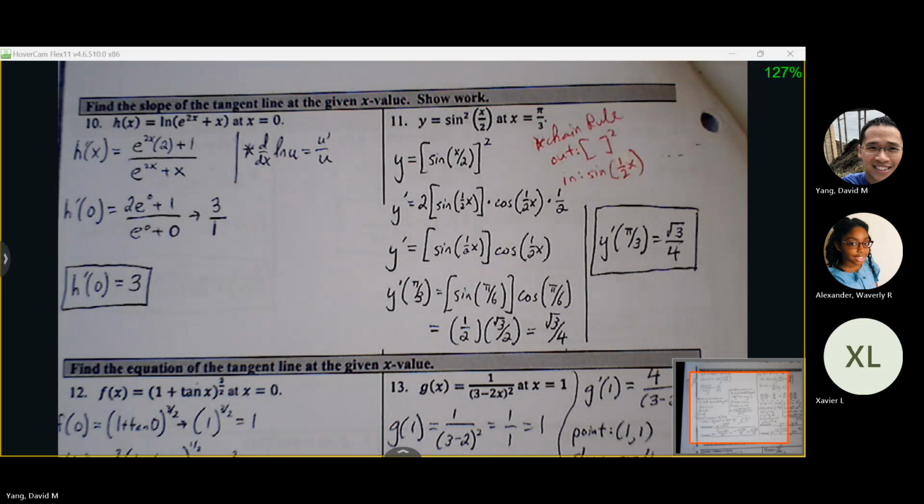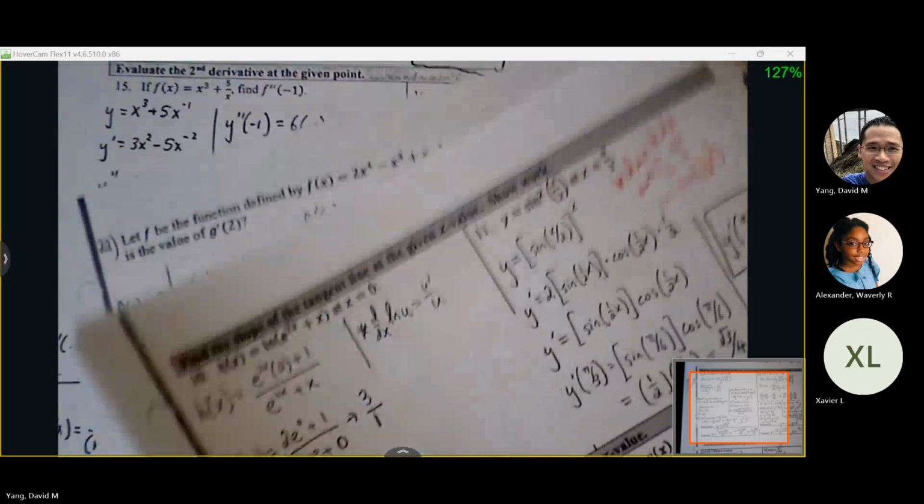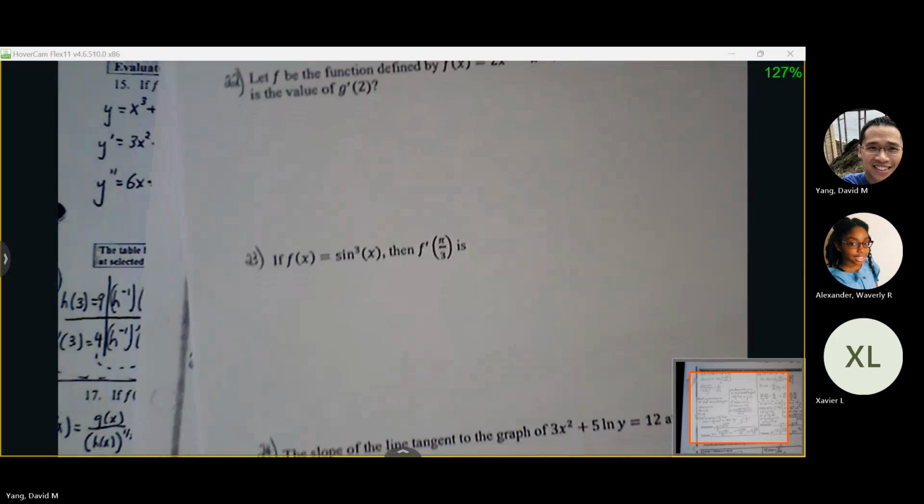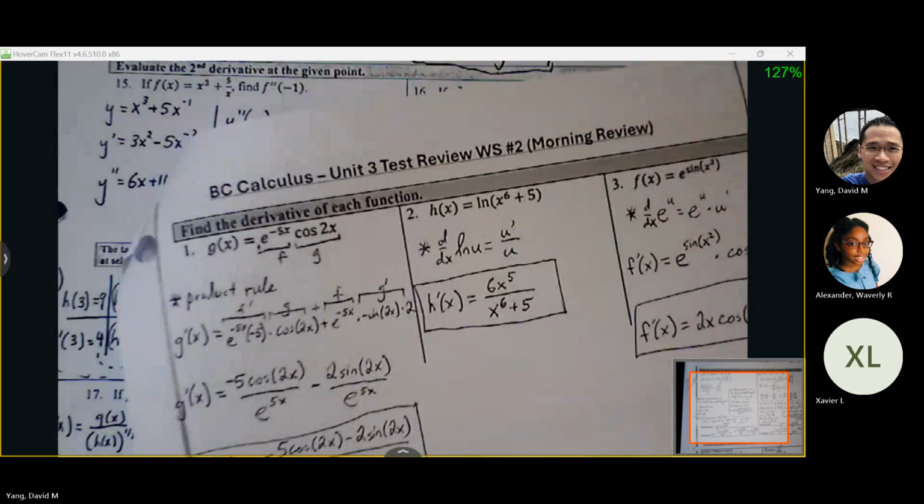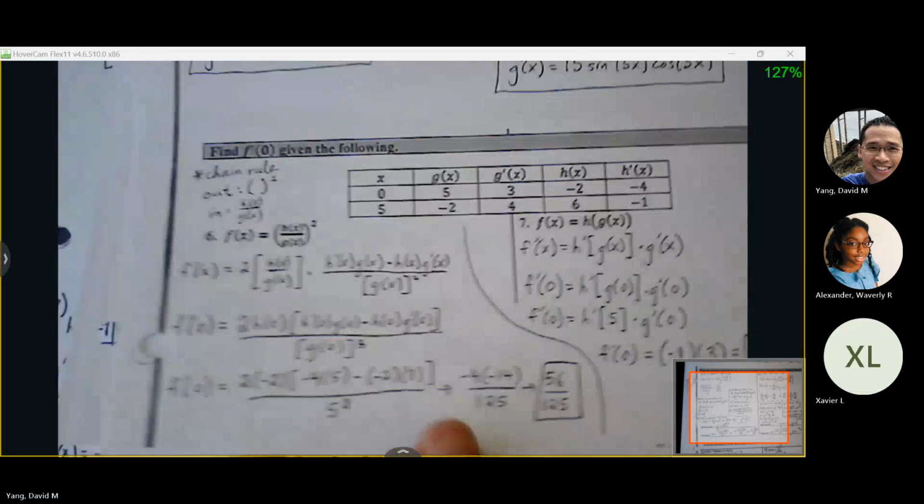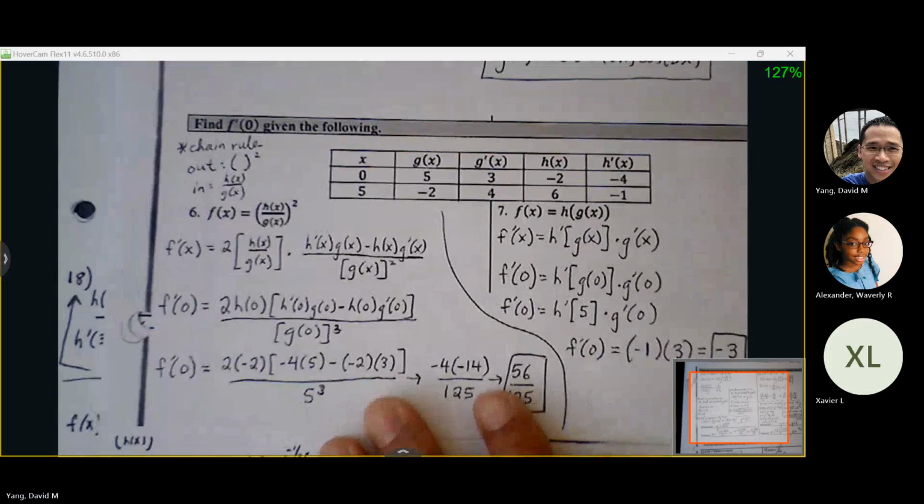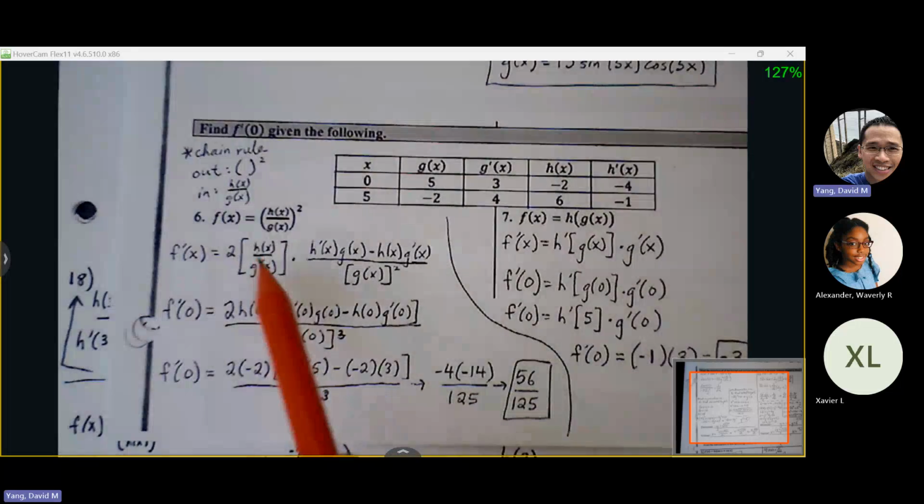Which morning? So this one, yeah, this one here.